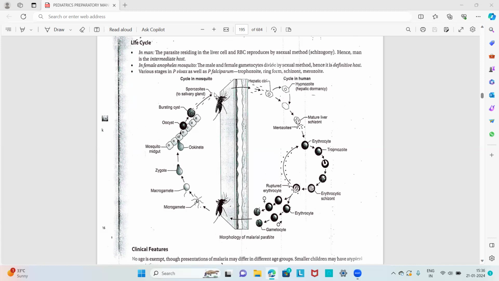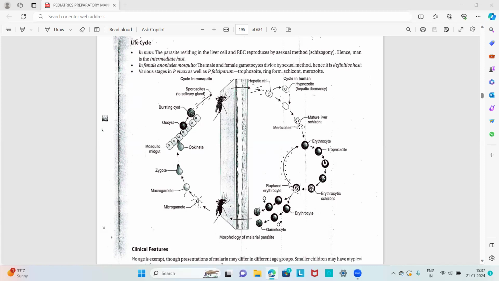The sporozoites from the salivary gland of the Anopheles mosquito are released into the bloodstream of the human, and enter the hepatic cell. Some of the sporozoites enter hepatic dormancy as hypnozoites, which later release to produce relapse of the symptoms. In the hepatic cell, the mature liver schizont will be produced, and it will rupture and release the merozoites into the circulation. These merozoites enter the erythrocyte, and in the erythrocyte, trophozoites are produced.